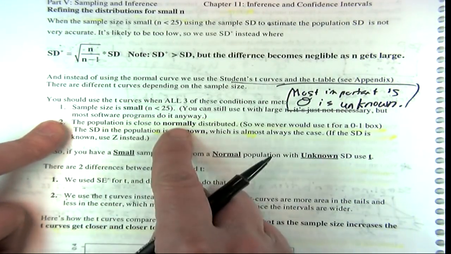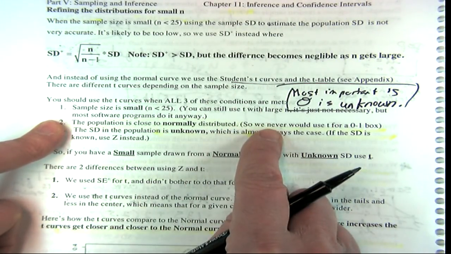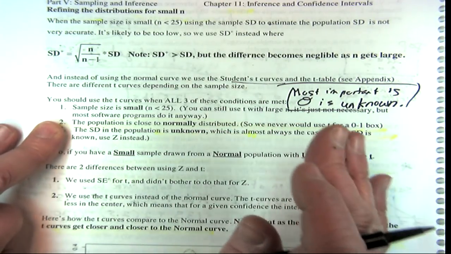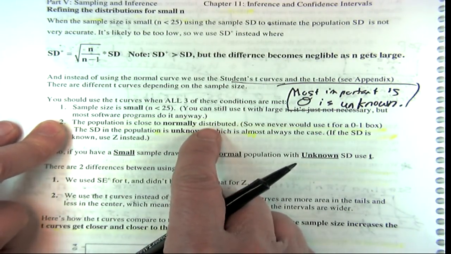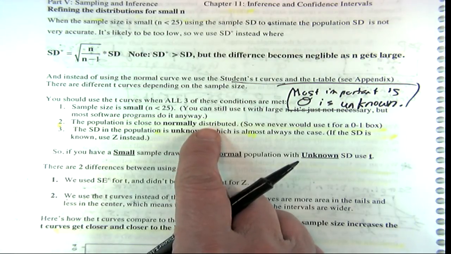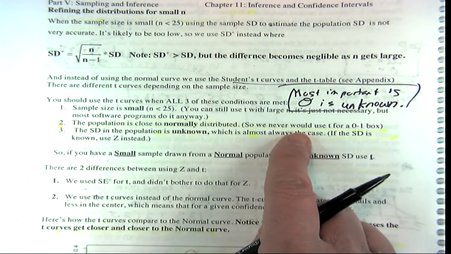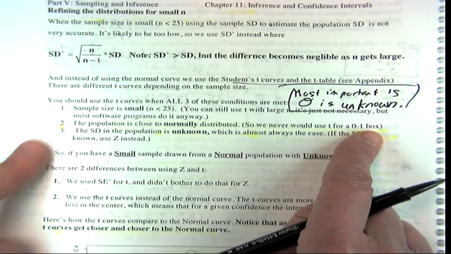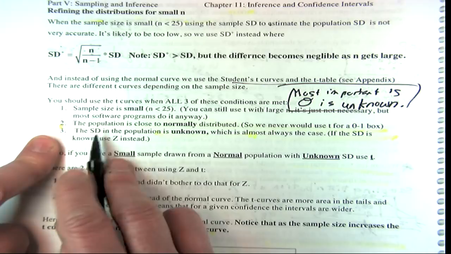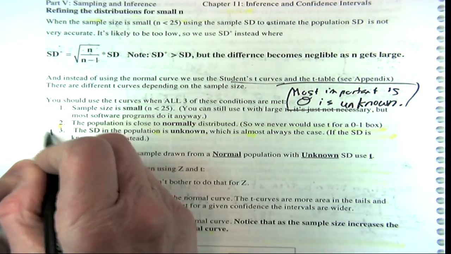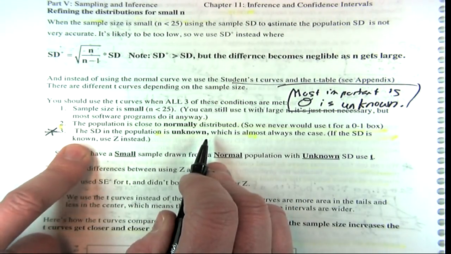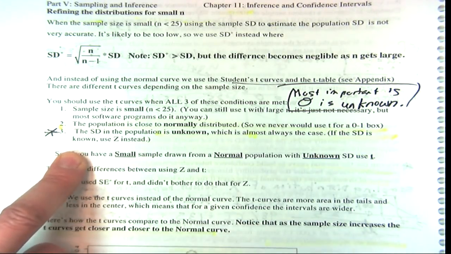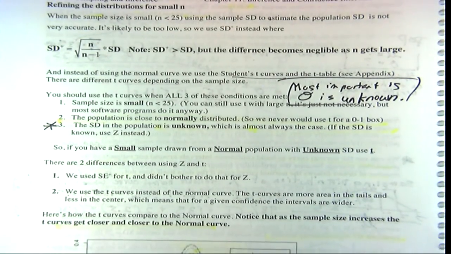And the population is close to normally distributed. So you have to have a pretty normal distribution. Not exactly normal, but close to normal. Here's another reason why you never use it for percent problems. That's not even close to normal. Zeros and ones. And the standard deviation, and this is the key one, is unknown. If it's known, well, yeah, you could use Z. Okay, so that is it.